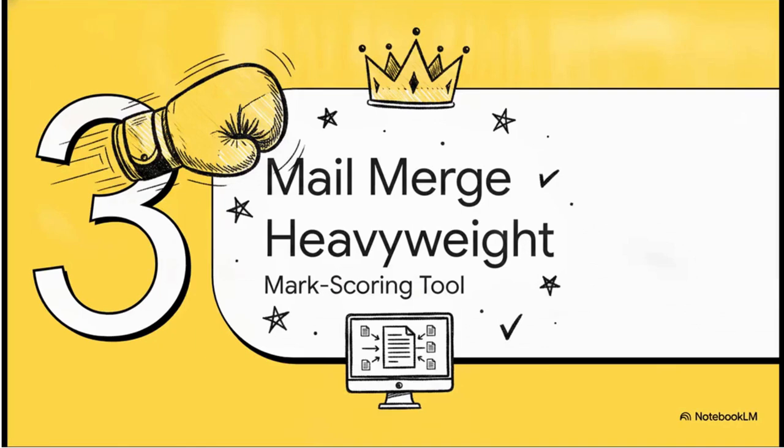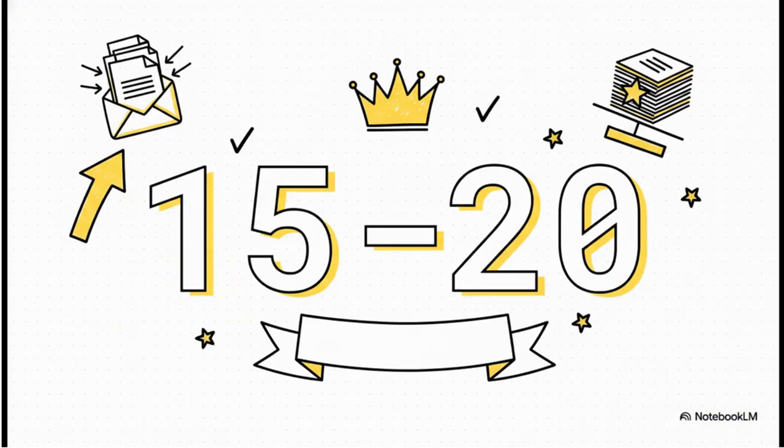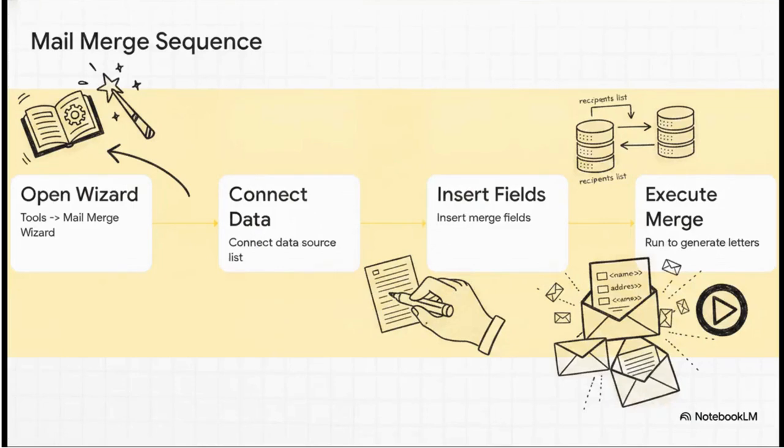Next up is Section 3, The Heavyweight, Mail Merge, the ultimate mark-scoring tool. Okay, I need you all to sit up and pay very close attention to this part. Why do we call this the heavyweight? Well, because the mail merge question carries a massive weightage of 15 to 20 marks on almost every single practical paper. I mean, that's huge. This isn't an optional feature. This is the absolute core of the exam, and mastering it is the fastest way to guarantee your success. Knowing this mandatory sequence by heart is just absolutely crucial.